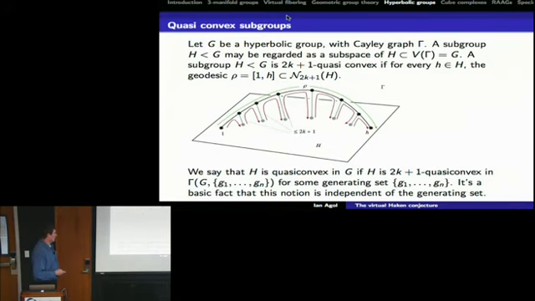so we say then that H is quasi-convex if it's quasi-convex for some constant in the Cayley graph for some generating set. And again, it's a basic fact that at least for a hyperbolic group, this notion is independent of the generating set. So if I chose some other set of generators, then a subgroup that's quasi-convex with respect to one generating set will be quasi-convex with respect to some other generating set.